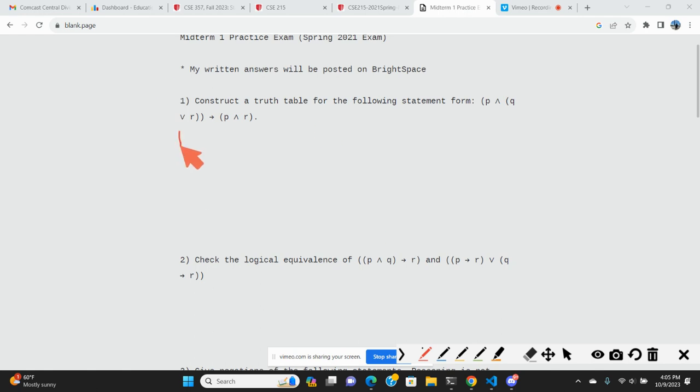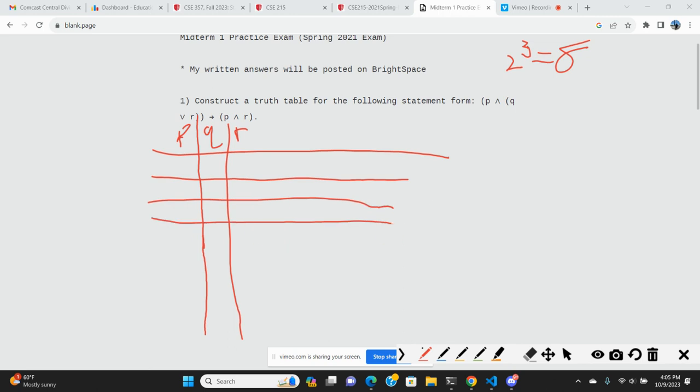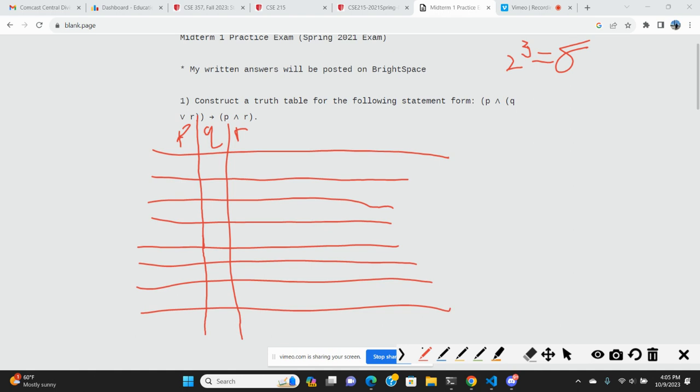So we have three variables. Let's do this as P, Q, R. Let's give ourselves a little bit more space. So P, Q, R. And since there are three variables, we have 2 to the third equals 8 possible rows. So 1, 2, 3, 4, 5, 6, 7, 8.